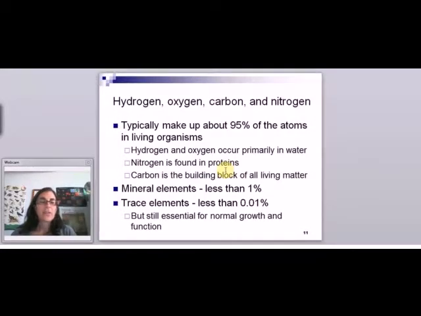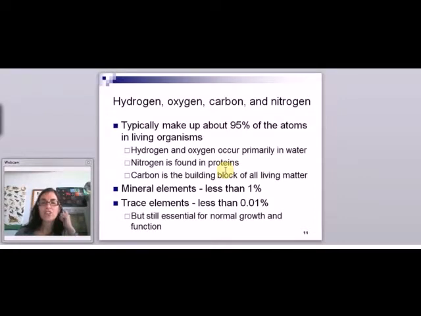If you take a look at the periodic table in your textbook or online, you'd see that there's more than 130 different elements that are covered in the field of chemistry. But in biology, really, there's four major players that we're going to see over and over again, and that's hydrogen, oxygen, carbon, and nitrogen. The reason why these elements are so important is that they make up about 95% of what is in living things.